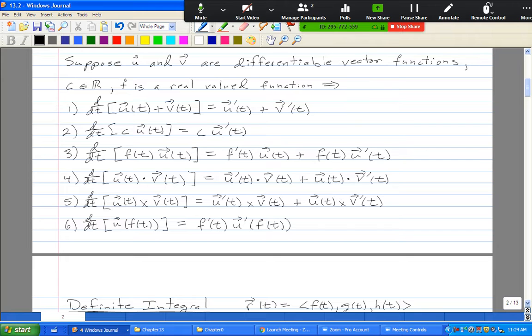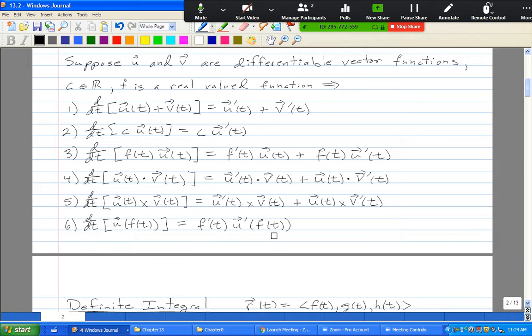We have basically the chain rule. The derivative of the vector function u evaluated at the function f is just the derivative of the function f times the derivative of the vector function u evaluated at f.